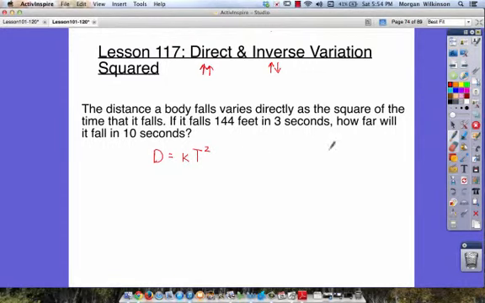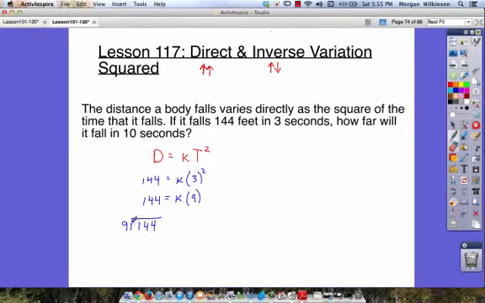Now our question says, if it falls 144 feet in 3 seconds, so 144 is going to be equal to k times 3 squared, and we'll put this in parentheses. How far will it fall in 10 seconds? Well, first thing we need to do is solve for k. So 144 will equal whatever our constant k is times 9. 3 squared is 9. Then we have to say 144 divided by 9 in order to figure out what k is.